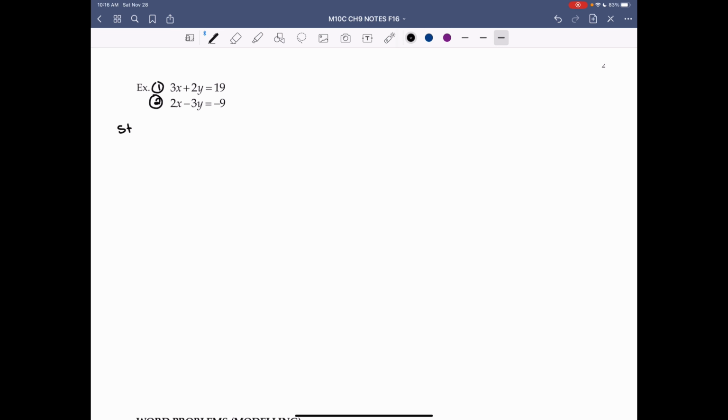So step 1, 3x plus 2y equals 19. Subtract 3x from both sides. We get 2y equals negative 3x plus 19. Divide by 2 for all the terms. Y equals negative 3 over 2x plus 19 over 2. We can call this equation number 3.